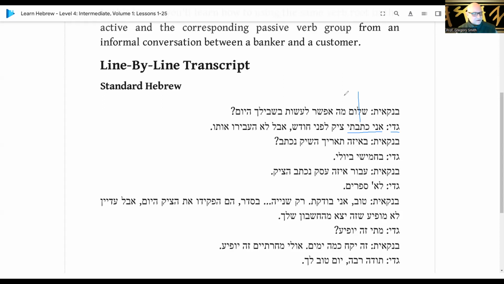I think that seek there is an approximation of like a check. And then lifnei chodesh. Yeah. אני כתבתי ציק לפני חודש. Okay, so this lifnei it means before, and then chodesh has to do with month.